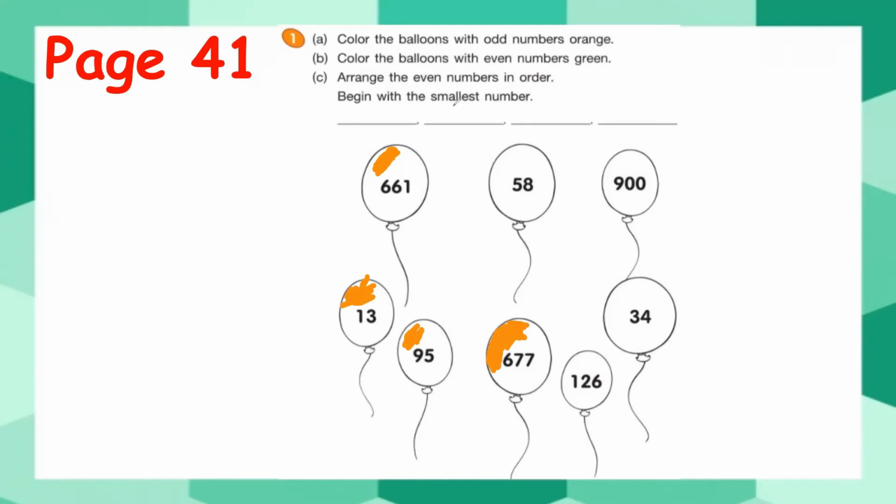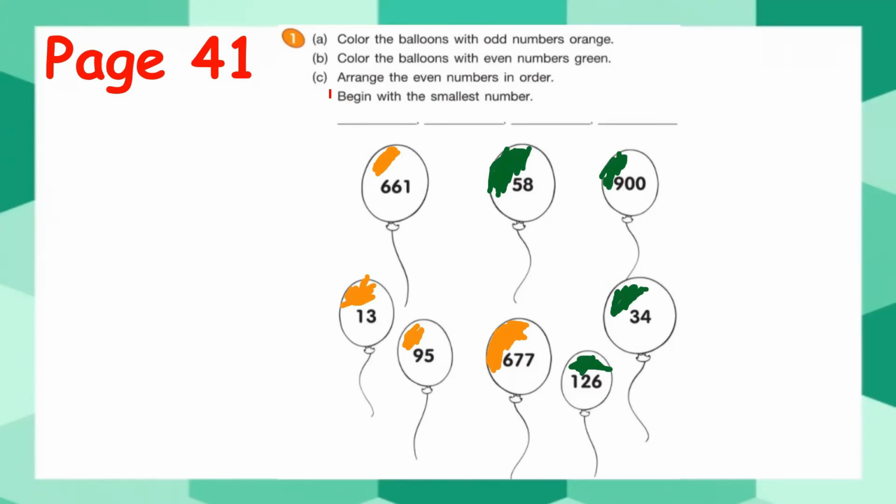Next, you will color the even numbers with green color. So 58 is an even number, so you are going to color it with green. Okay, so I'm going to highlight only. You will continue coloring that one. Okay, 900 is an even number. 34 is an even number. So you will color them with green. Okay, so you will continue coloring that one.